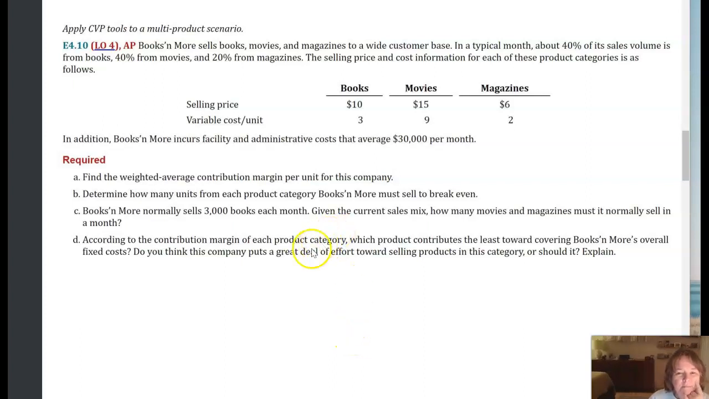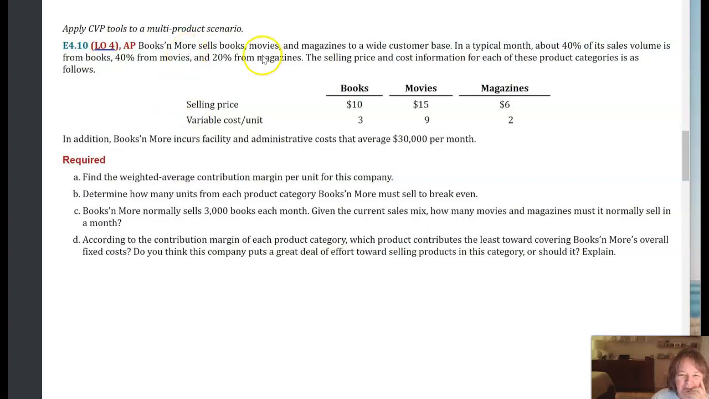Okay, this is exercise 4.10, and the point here is to apply CVP tools to a multi-product scenario. When you look at the assumptions for cost volume profit problems in general, it says that it's for a single product, a company with one product. So what we're looking at here are 3 products. Not a whole lot more, but triple anyway.